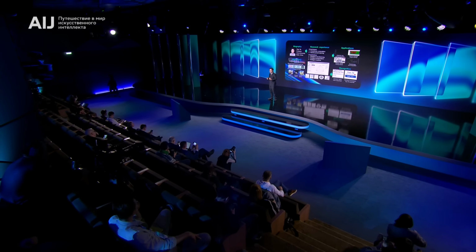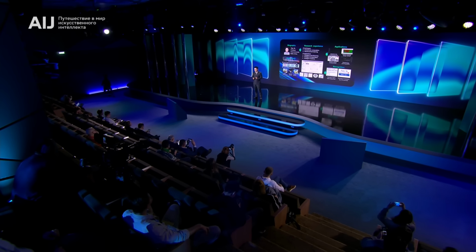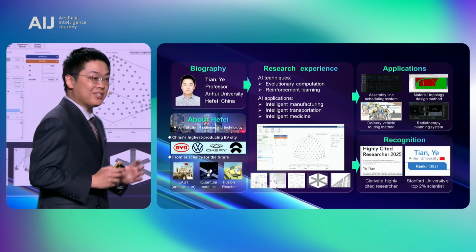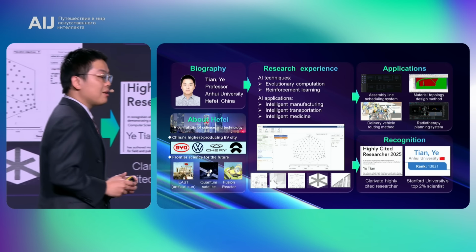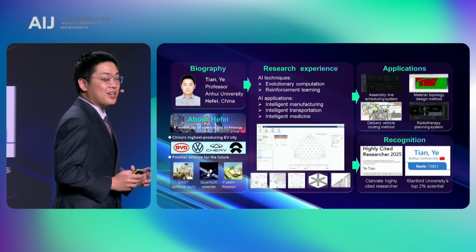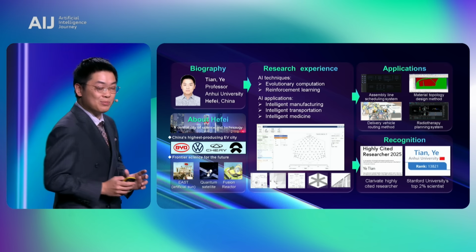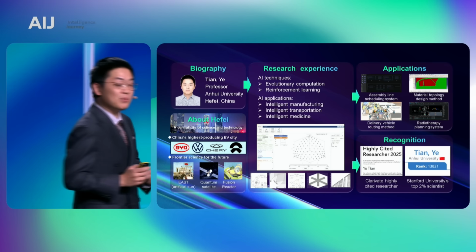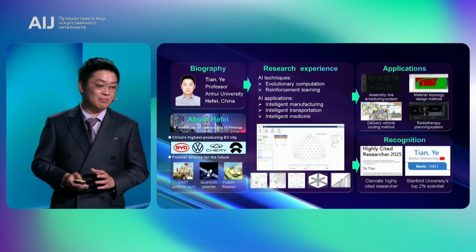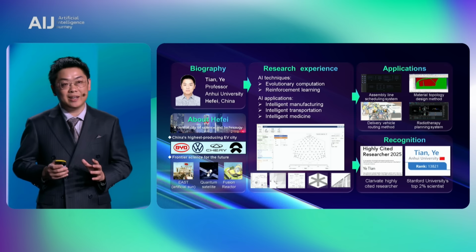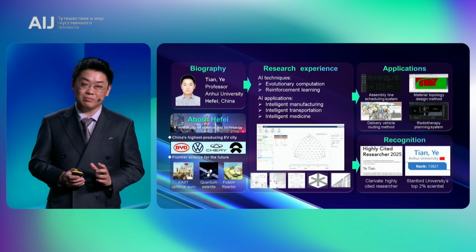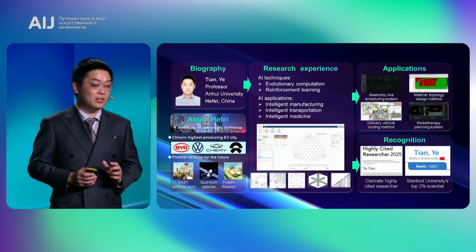So my name is Ye Tian, and I'm from Anhui University, which is located in a central city of science and technology in China called Hefei. My research experience includes some AI technologies such as evolutionary computation and reinforcement learning. Also, I have some AI applications in intelligent manufacturing, transportation, and medicine. With the help of AI, I have made some AI-assisted systems such as the assembly line scheduling system and the material topology design methods.